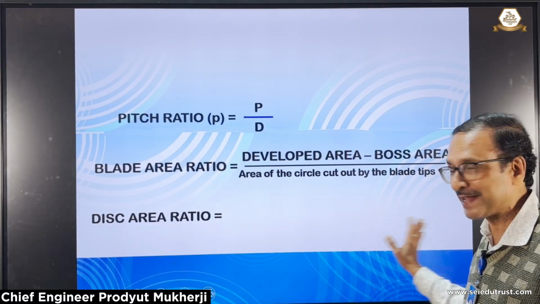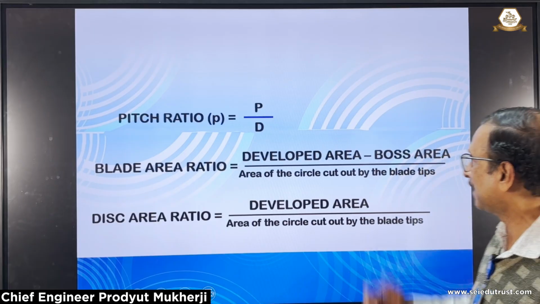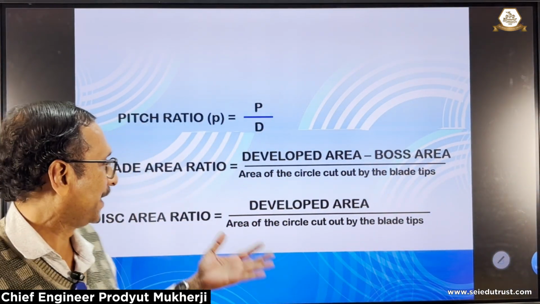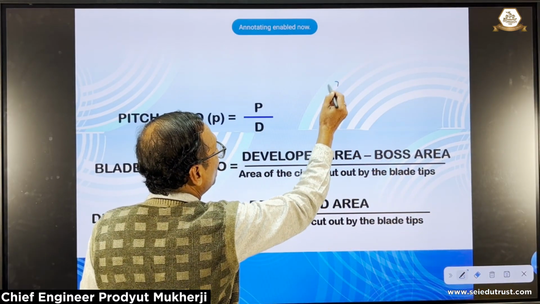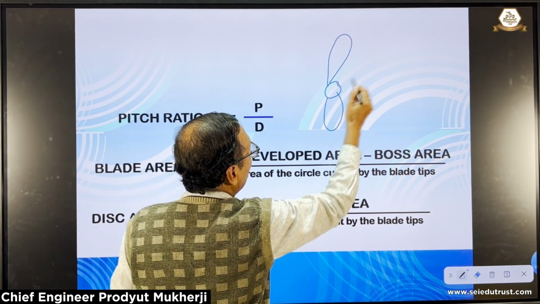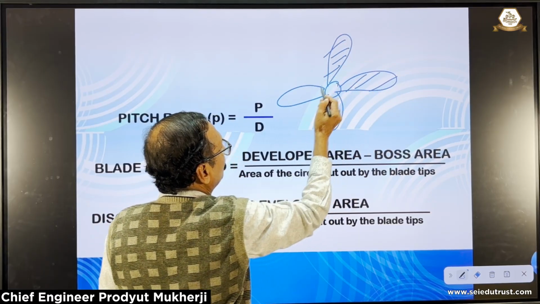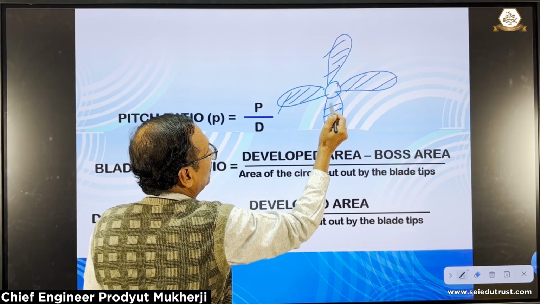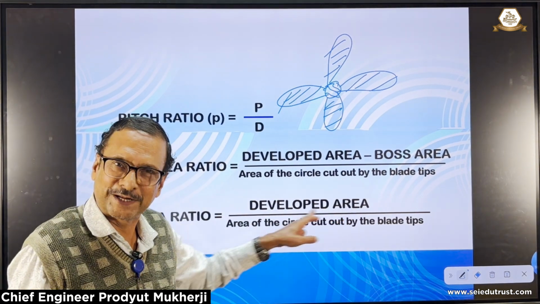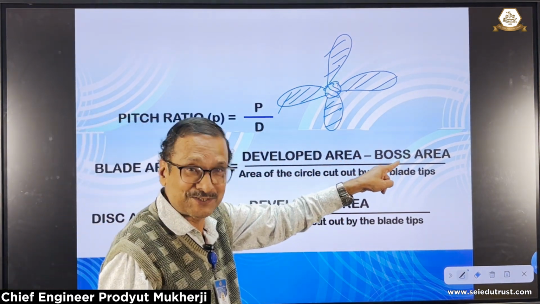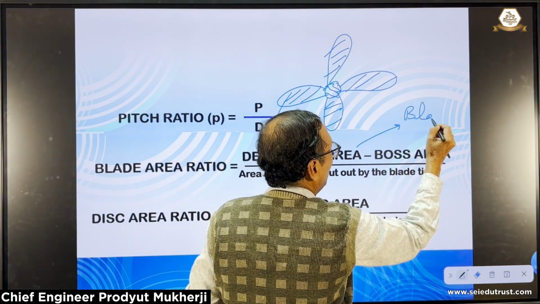Next we come to disk area ratio. This is developed area divided by the area of the circle cut out by the blade tips. Developed area, as I have just told you, includes the blade area plus the boss area. All the complete area is called the developed area.